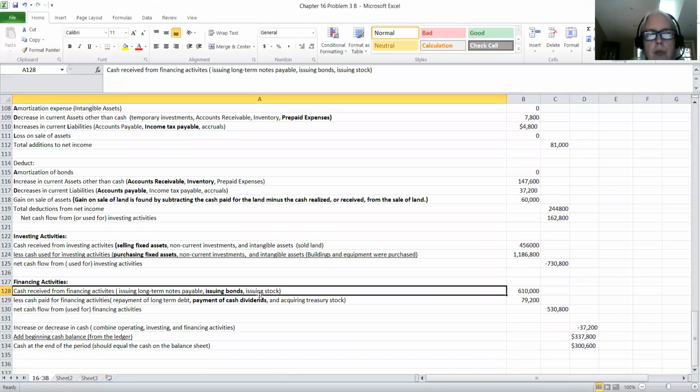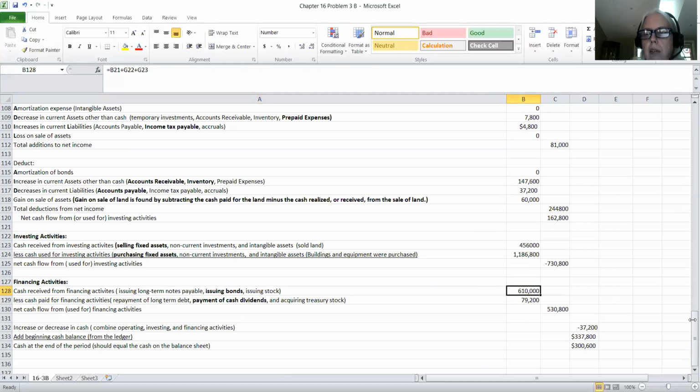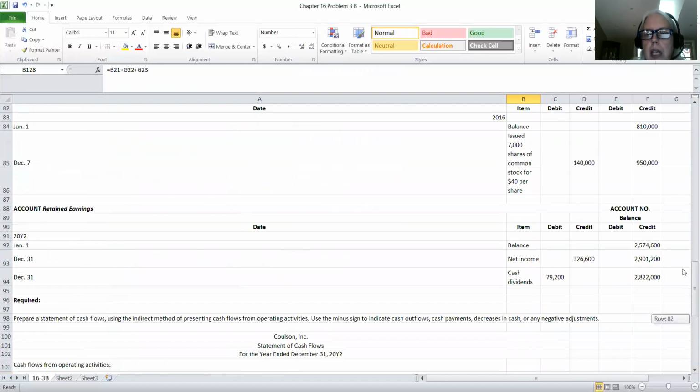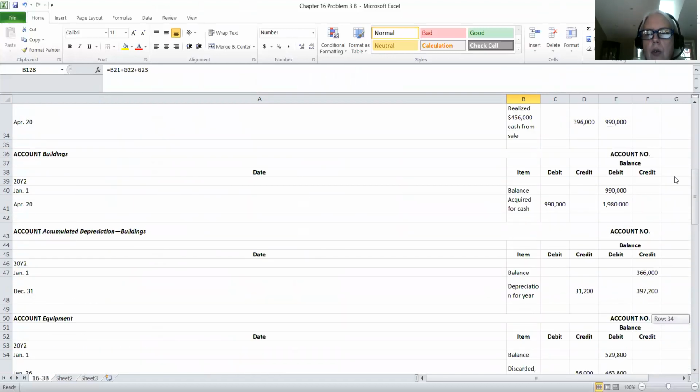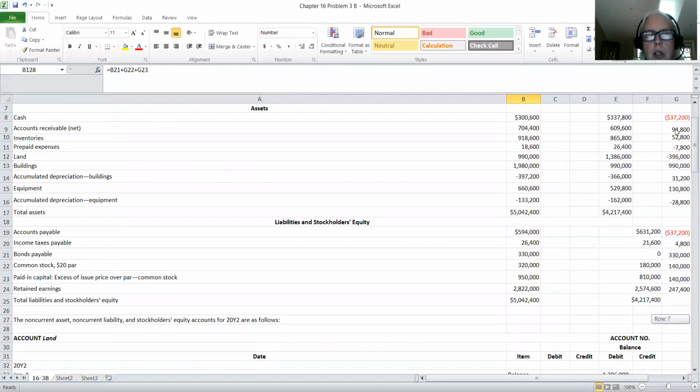So if we look for this amount, we can see that we have received some cash because we have issued some bonds. You can see that on your balance sheet. You can see that the bonds payable account had 0 in it from the first year, but then it rose to $330,000 in the second year. So this $330,000 increase means that we have issued some bonds.